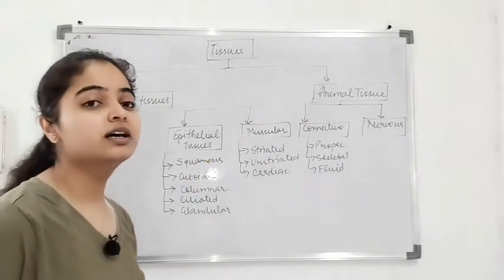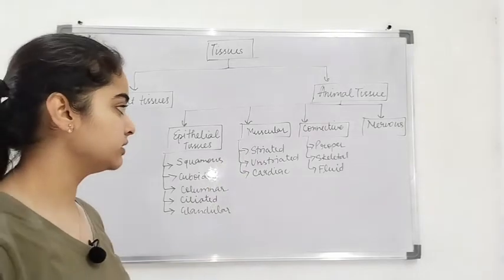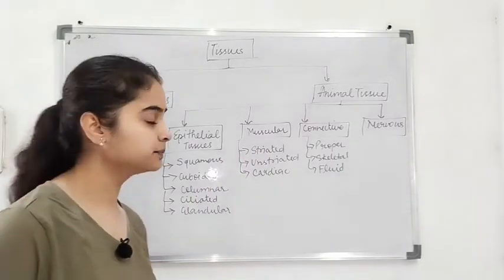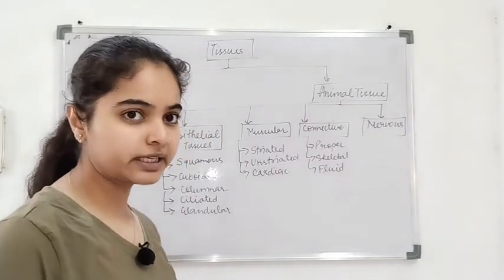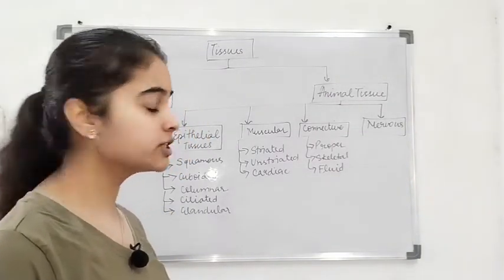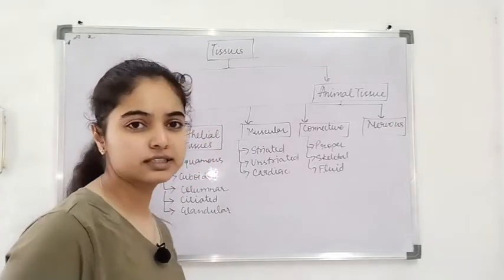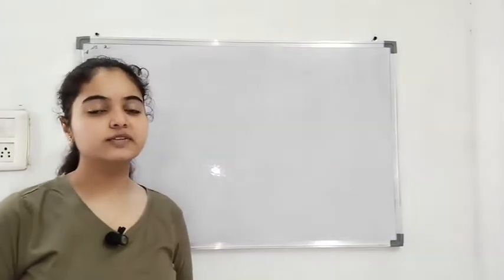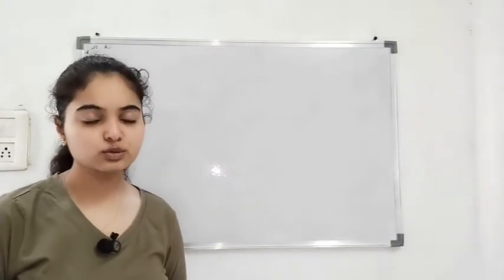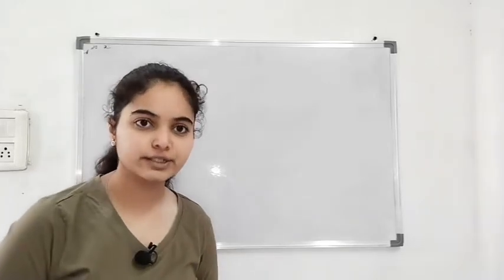Muscular tissue is of three types. First is striated, second is unstriated, and the third one is cardiac. Connective tissues are of three types. First is proper connective tissues, second is skeletal connective tissues, and third is the fluid connective tissues. In this video, we will discuss only about plant tissues, and in the next video, we will continue to the animal tissues.